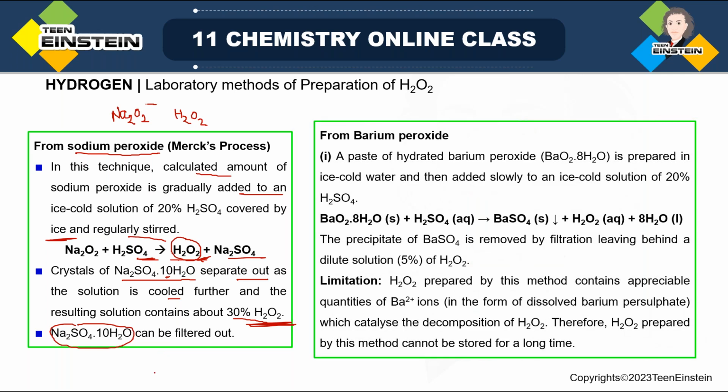Next laboratory method is from barium peroxide. Now when we are discussing it under the heading of barium peroxide, don't think it is a single method. Basically under this, 2 to 3 methods will be there. So the first method you are seeing in this slide. We are taking a paste of hydrated barium peroxide. Barium peroxide, look at the formula, it is BaO2. If I am saying normal barium oxide, the formula is BaO.